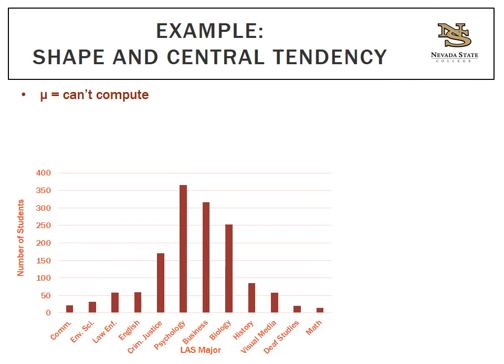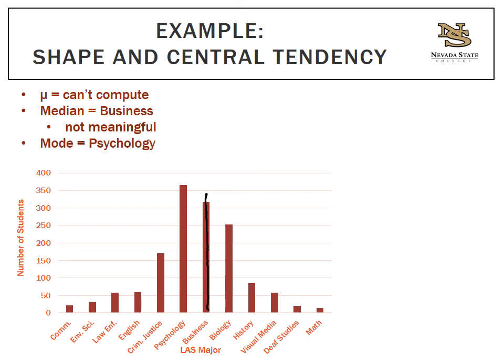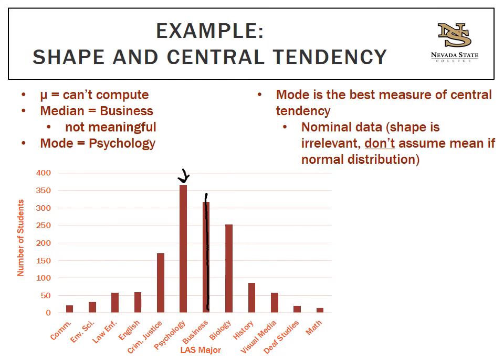So again, we're looking at major. Can't compute the mean, we don't have numbers. The median is business this time because I've reorganized my data, but yet again, it's completely meaningless because this isn't a meaningful order that you can place values in on the x-axis. So again, the mode is psychology, tallest bar, and that's really what we're left with. The mode is the best measure. Again, it's nominal data. The shape is irrelevant.